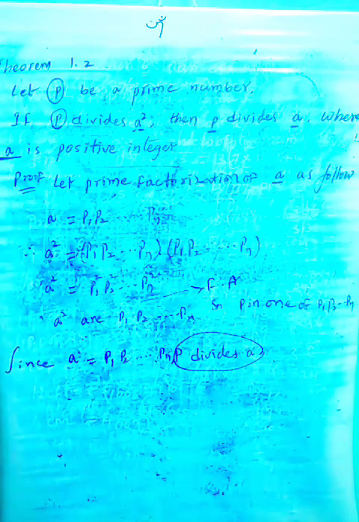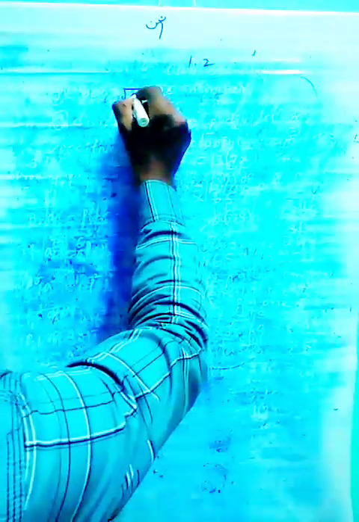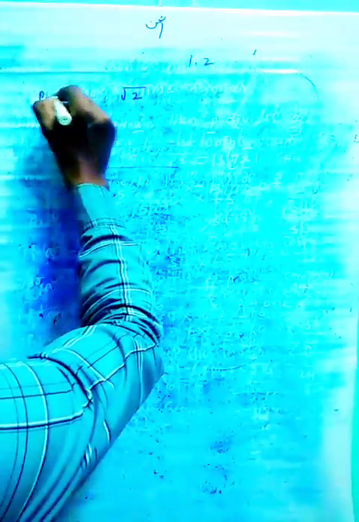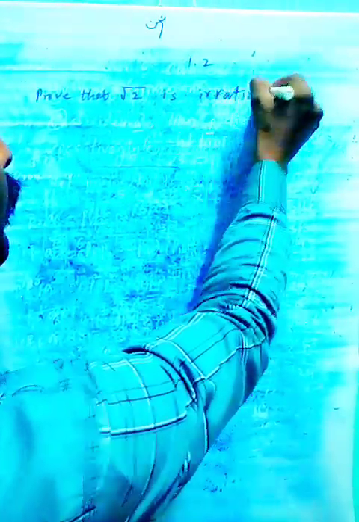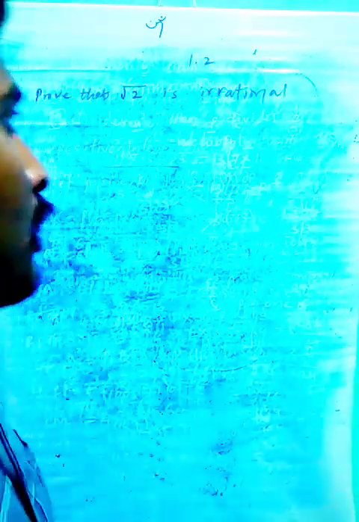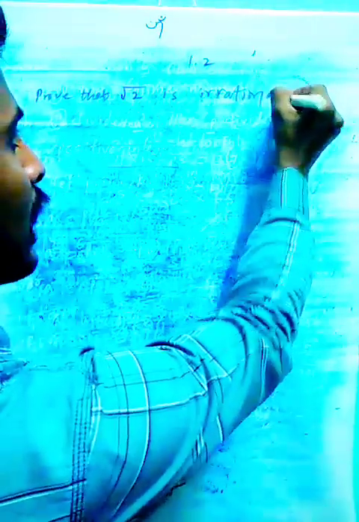So let us take some questions to prove irrationality, in Exercise 1.2. Before 1.2, let's take an example of root 2. Prove that root 2 is irrational. For this, first we assume root 2 is rational. If we cannot prove root 2 is rational, then it is irrational.